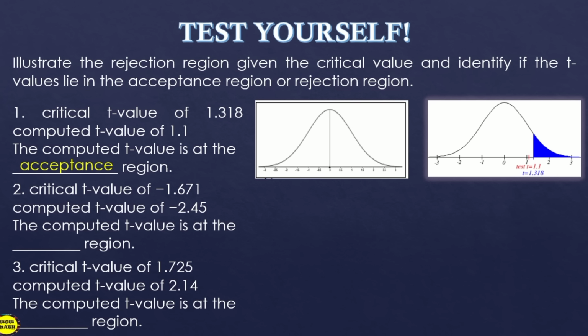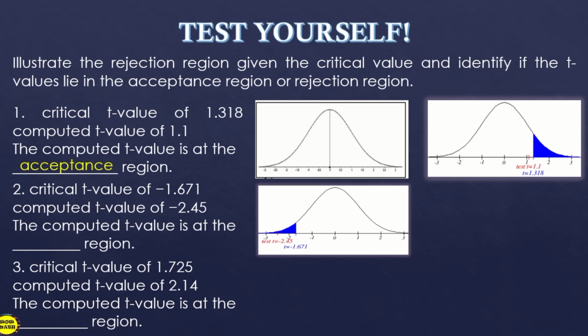Okay, how about number 2? So kung ito yung graph ng number 2, ito yung t-distribution curve. So since negative yung computed t-value natin, makikita natin yung rejection region natin sa left side ng t-distribution curve. So makikita natin na yung computed t-value natin ay nasa loob ng rejection region. So therefore, the computed t-value is at the rejection region.